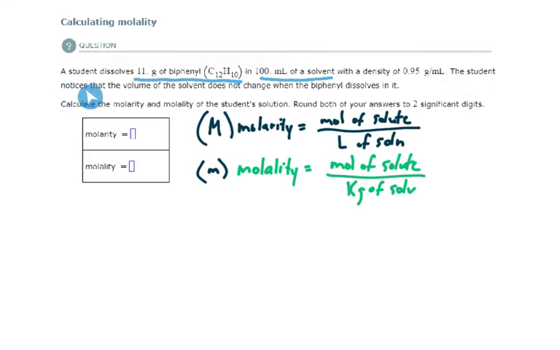The student notices that the volume of the solvent does not change when the biphenyl dissolves in it. So the volume is exactly the volume of the solvent that we started with, even though I added solute. Okay, so that means that the solute-solvent interactions must be fairly strong, and they're held together pretty tightly.